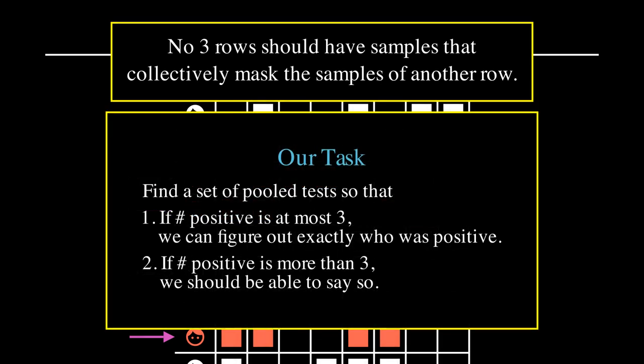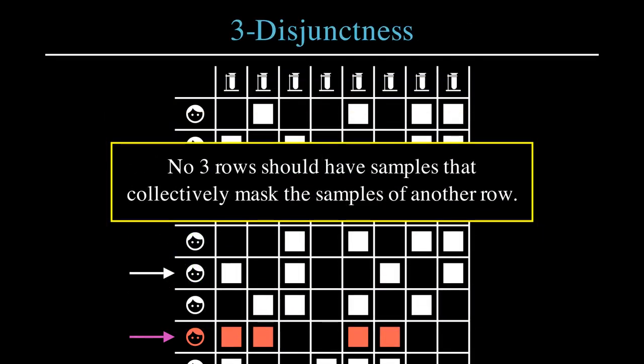We label everybody with a negative test as negative. If there are at most 3 people who are still unlabeled, then there are at most 3 positive people. And so no negative person is masked, and all the unlabeled people are actually positive. If there are more than 3 people who are unlabeled, then there must be more than 3 positive people. Because if there were at most 3 positive people, they wouldn't mask anybody else. This property is called 3 disjunctness.